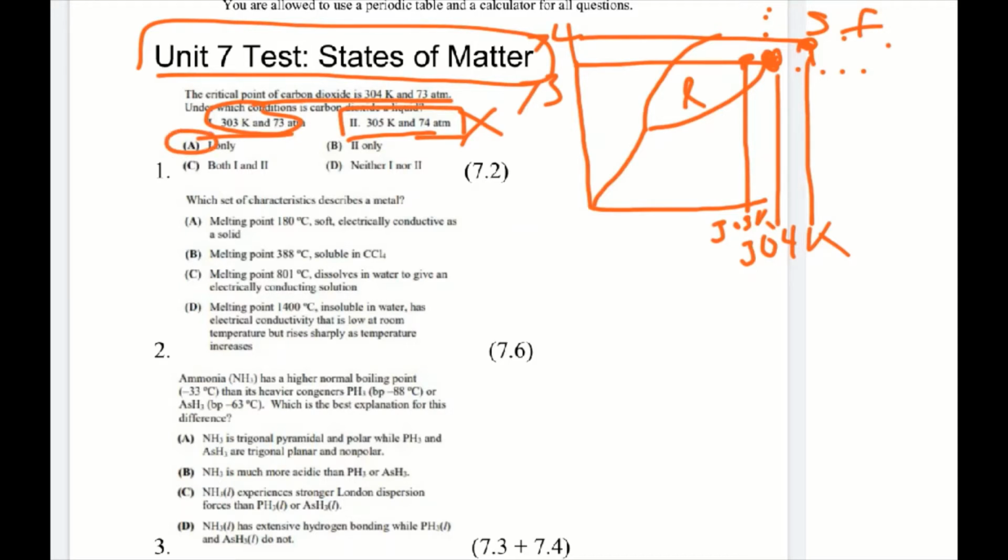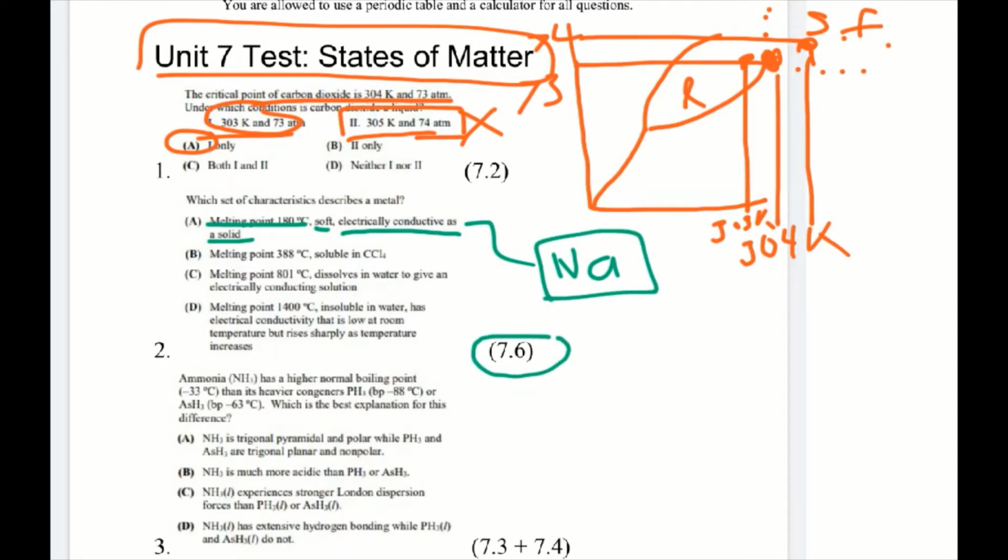Number 2, which set of characteristics describes a metal? Let's read the first one. Melting point 180 degrees Celsius. That's quite low, but it might be possible because 180 is still pretty high. It is soft and it is electrically conductive as a solid. Now this sounds like sodium to me, because sodium, as you might remember from video 7.6, is soft and it has relatively high melting point, but not very high. And we know that it's electrically conductive, so A might be our answer, but let's look at the other choices.